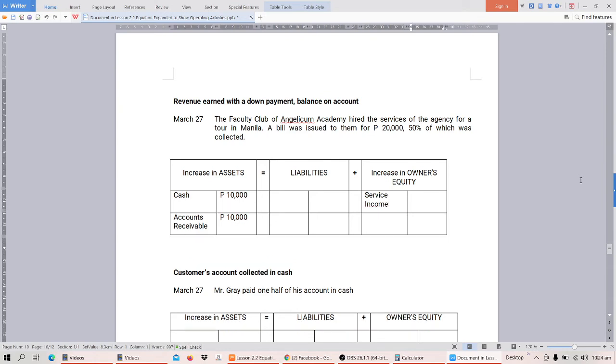So amounting to 20,000. Even if you have not yet collected it, you should recognize that 50%. That's why we separated it. We make two forms of accounts here, the cash and the accounts receivable. Since he paid you 50%, that 50% will be in cash and the other 50% in the form of accounts receivable. So in owner's equity, it will be recognized as a service income amounting to 20,000 pesos.